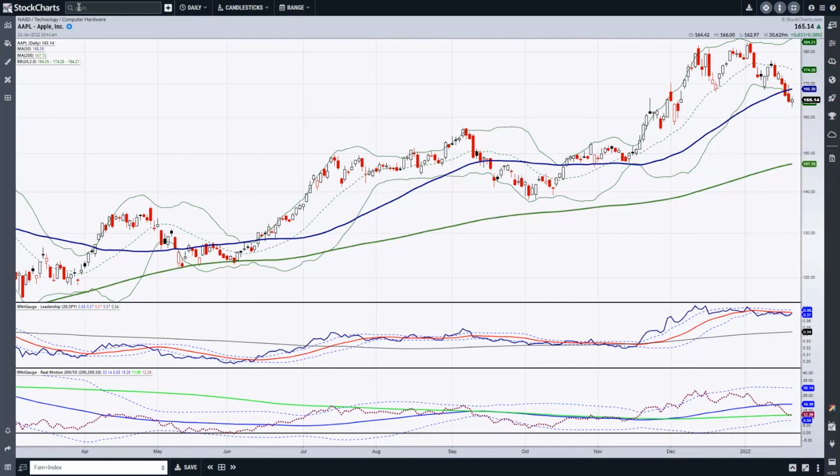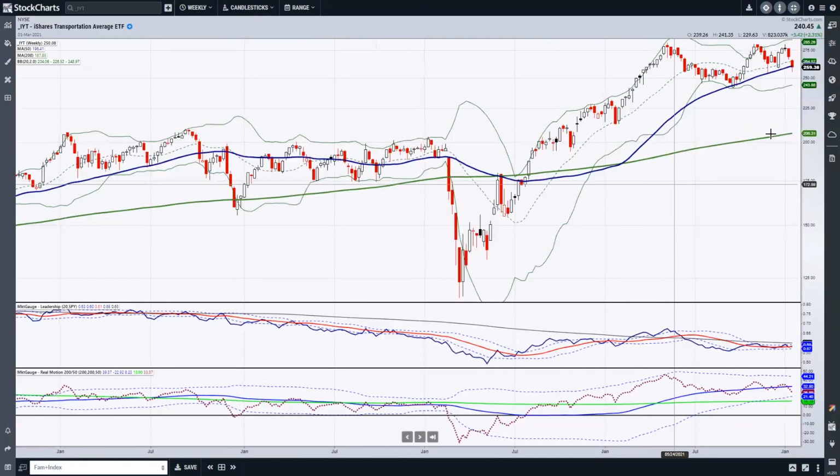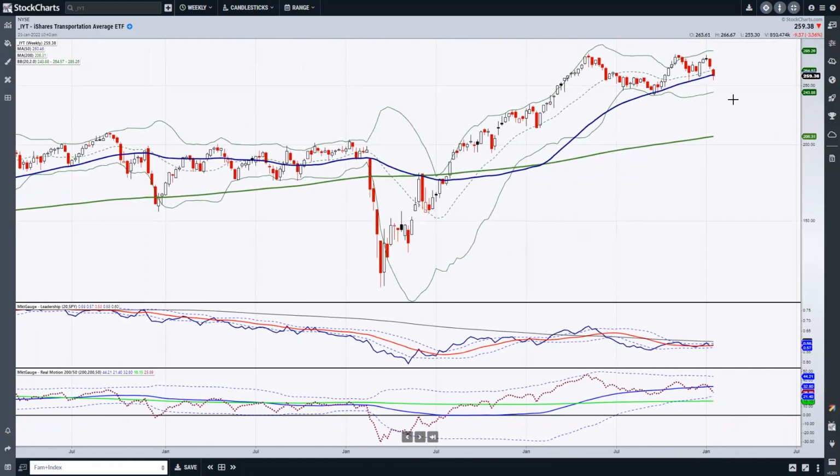Now let's go to what I think is one of the most important sectors to keep an eye on, and that's the transportation sector. Now let's go back to the weekly on this one. Now this is actually breaking down a little bit on the weekly, but the day is young, which means that it hasn't actually fully broken down yet on the weekly.